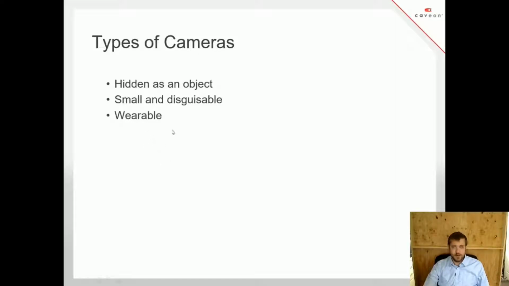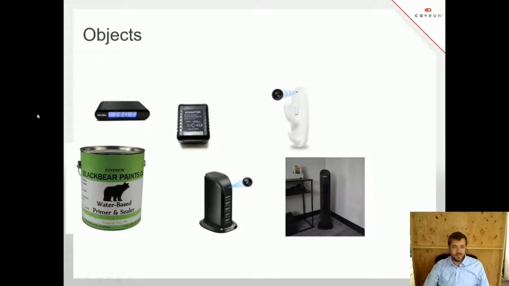Now, for examples of hidden as an object, you can find hidden cameras in basically everything, but here are a couple examples. First, you can find them in alarm clocks. You can find them in power adapters, little wall hooks. Advanced hidden cameras can be disguised as paint cans for maybe the garage or a USB port, or even an oscillating fan can have a hidden camera embedded inside of it.